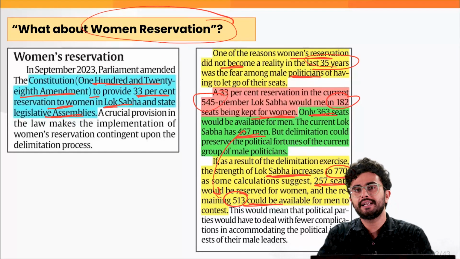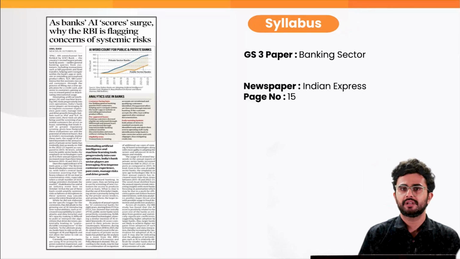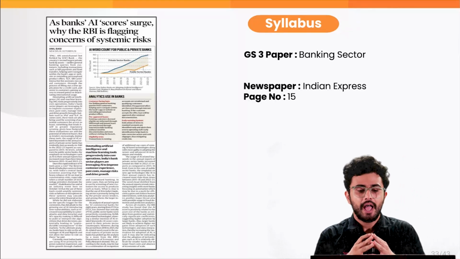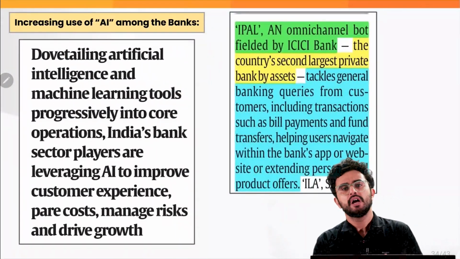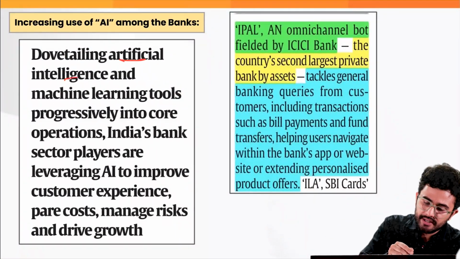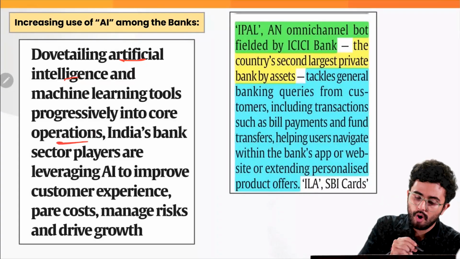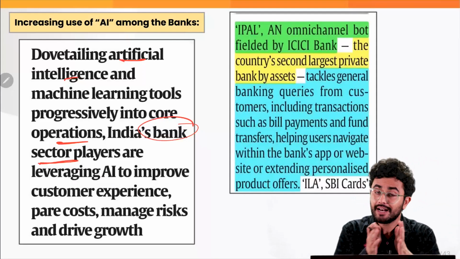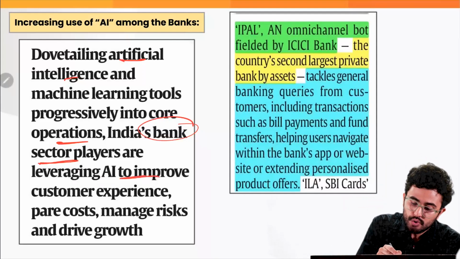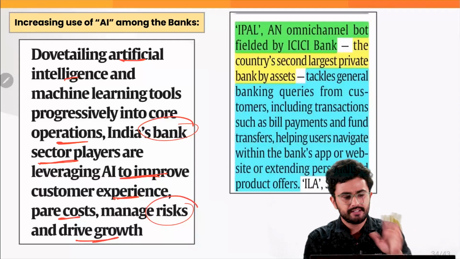Keep all of this in your mind and we move forward to the next news, where we are going to talk about a very interesting concept which has been highlighted by the Reserve Bank of India, and that is about the use of artificial intelligence in your banking sector. So the article basically suggests that the artificial intelligence and the machine learning tools are progressively going into the core operations in India's banking sector, and players like various banks are actually leveraging this artificial intelligence to improve the customer experience, to cut down the cost and manage various kinds of risk. Let's see an example of that.